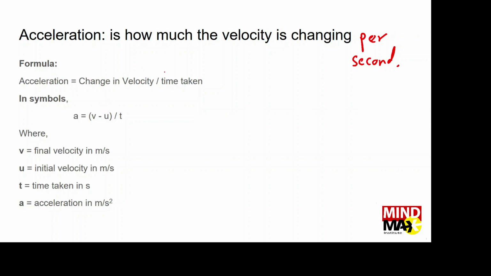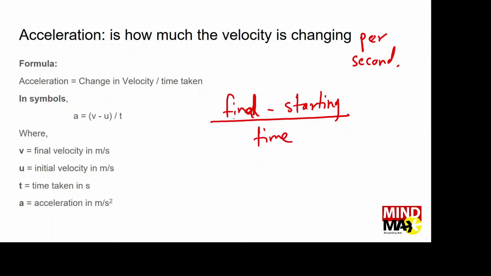So the acceleration is change in velocity by time taken. Change in velocity means what? Final velocity minus starting velocity. That is the change in velocity, how much the velocity has changed, how much it was at the beginning and how much it is at the end. That difference divided by the time taken gives me the acceleration. We just discussed how we got the unit of acceleration to be meters per second squared a few slides back, so you can take a look at it if you want to.